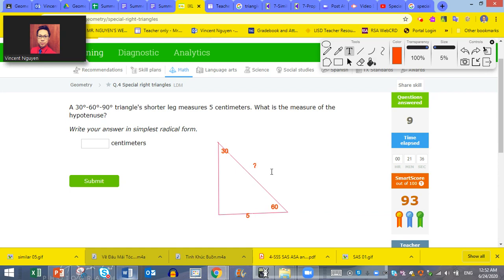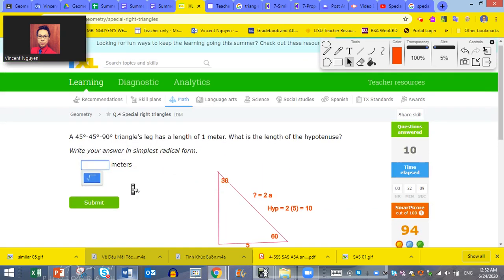Okay. Well, this guy has a label. He is 2 times A. Is 2A. Well, A is 5 because that's the short leg. So this is quite easy. The question mark or the hypotenuse is equal to 2 times A, which is 5. So the answer is 10. The hypotenuse is 10. So I'm going to go to my answer. I'm going to put in 10. Submit. Ta-da. Okay, very cool.